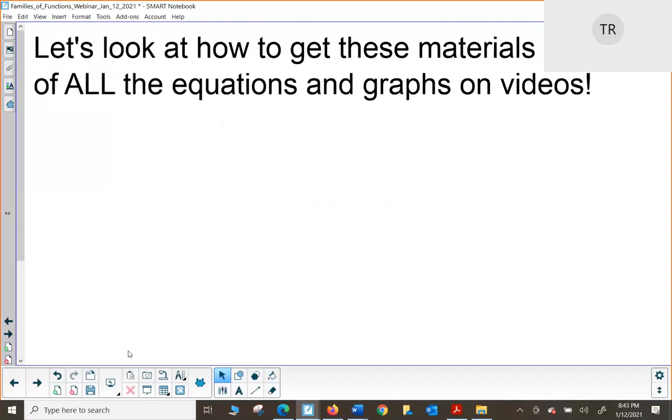I like it. Okay. All right. So let's go ahead and look at how to get these. And by the way, my bottom line is doing these by hand. That's the bottom line, graphing these by hand, not picking up a calculator and saying this is what it looks like. Okay. So let's look at how to get these materials and a list of all the equations, graphs on videos. Let's see how we can do this here.